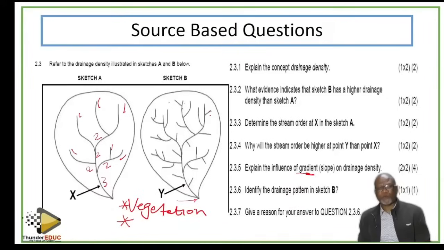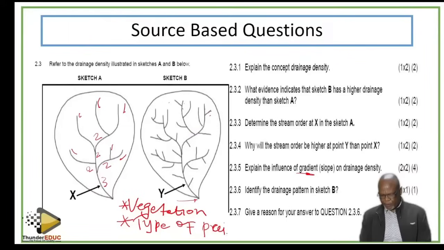And another factor that will influence drainage density will be also type of precipitation. So what do we mean here? It means that at X, or here at A, the type of precipitation here is soft rain. So soft rain results in more infiltration and less runoff. But here at B, it is heavy rainfall.